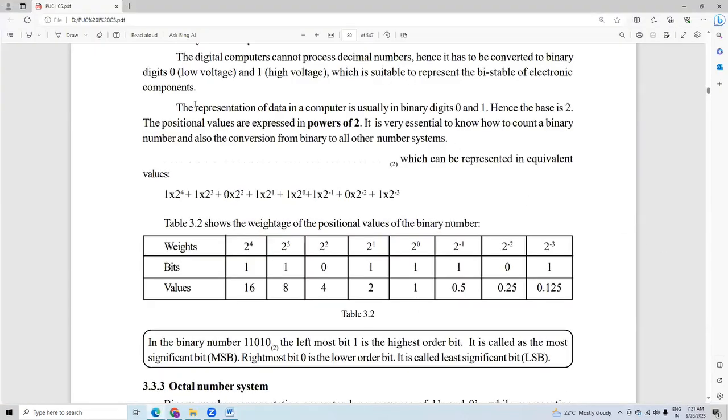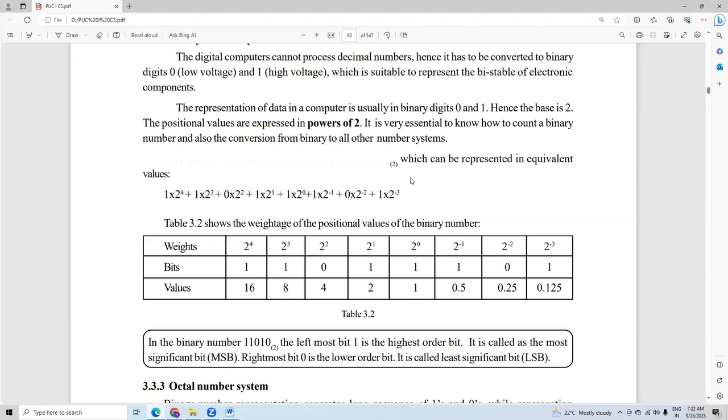So here, how numbers in the binary number system are represented, that part we will see now. The representation of data in a computer is usually in binary digits 0 and 1, hence the base is 2. The positional values are expressed in powers of 2. See, the positional values are expressed in powers of 2. It is very essential to know how to count a binary number and also the conversion from binary to all other number systems. This is very important, right?